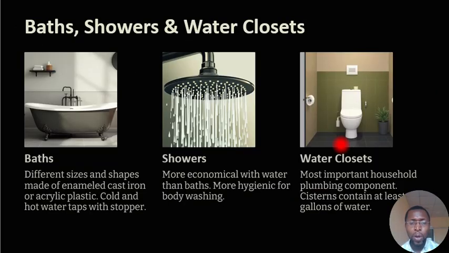So we now talk about another component of the plumbing, and that's the bath. The bath comes in different sizes. The bath is a container where you can sit down and have your bath. So it comes in different sizes and shapes. It's also made up of enamel cast iron or acrylic plastic. Okay, so you can put cold or hot water inside it and enjoy it to have your bath.